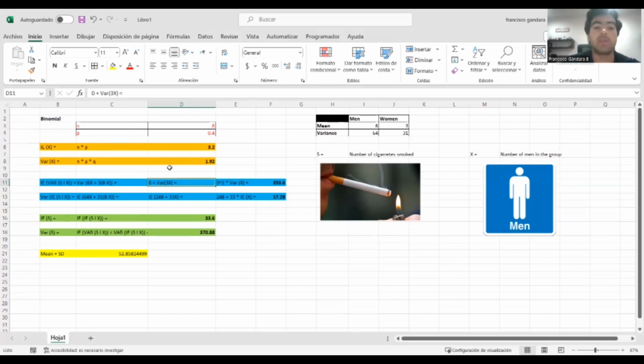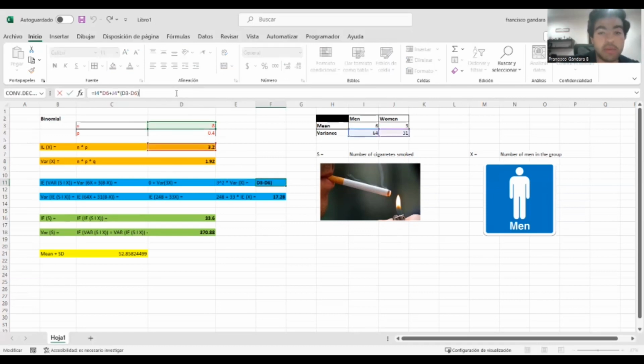So that would be 0 plus the variance of 3X. And now, to get the 3 out of there, it's 3 squared, which gives us 9, times the variance of X. And as we have already computed the variance of X, it's quite a simple multiplication there.